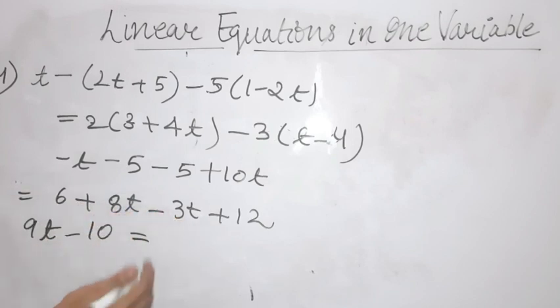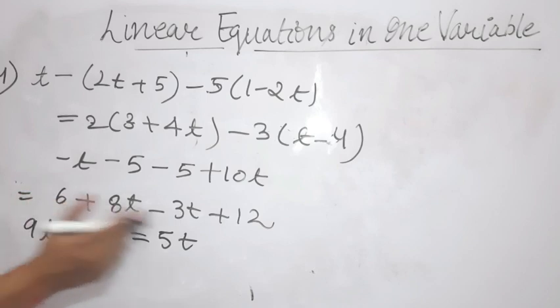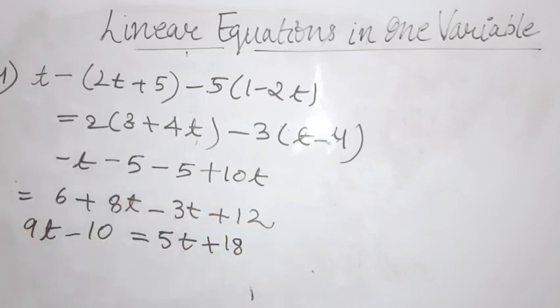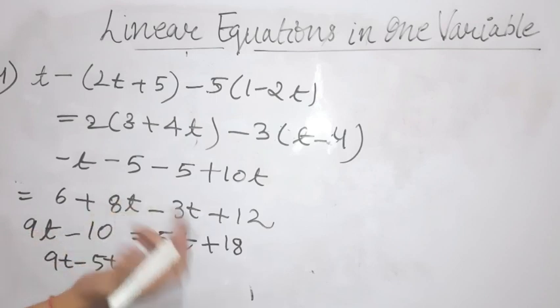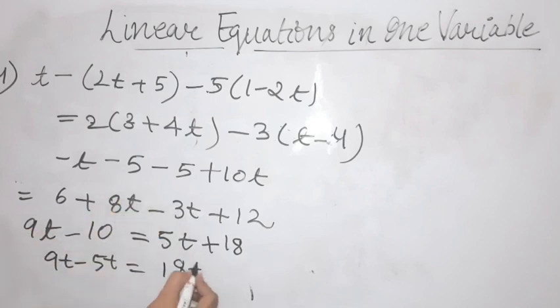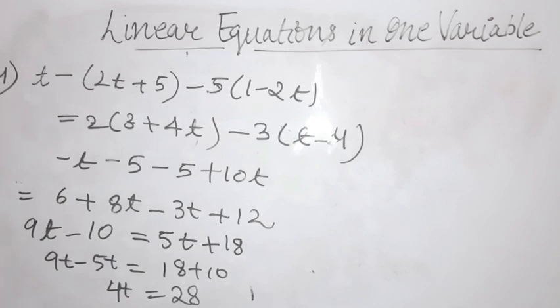8 minus 3 is 5. So it will be 5t, and 6 plus 12 is 18. So it will be 18. Right. Now this 5t, once it comes on the left hand side, it will become minus 5t. This minus 10, once it goes on the right hand side, it will become plus 10. So now what will be remaining? 4t is equal to 28. Now what is the value of t, students? Dividing both sides of the equation by 4, the value of t will be 7 because we know that 4 sevens are 28. Now we have found the value of t.